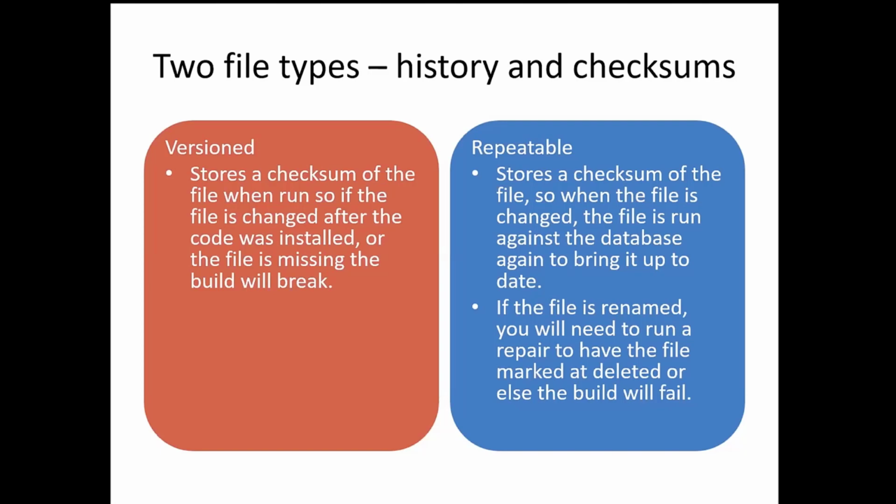Then on the repeatable side, it's going to store a checksum along with the file name and everything. But if the file itself is changed, the file is run against the database to make sure it needs to be run again. So if you've got a checksum in the database that's the same as a previous version of the file, and you run the script again after changing it, the checksum in the database is going to need to update. So it'll run it once, have one checksum, change the file, run Flyway again. It's going to run the file again and then update the checksum. If the file is renamed or removed, you're going to have to run a repair on the database to make sure the file is marked as deleted, or else the build will fail.